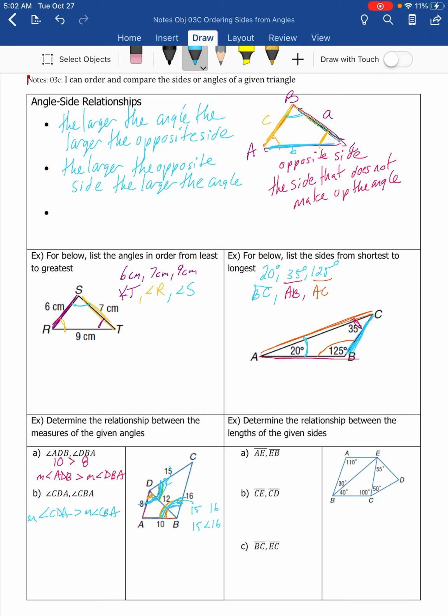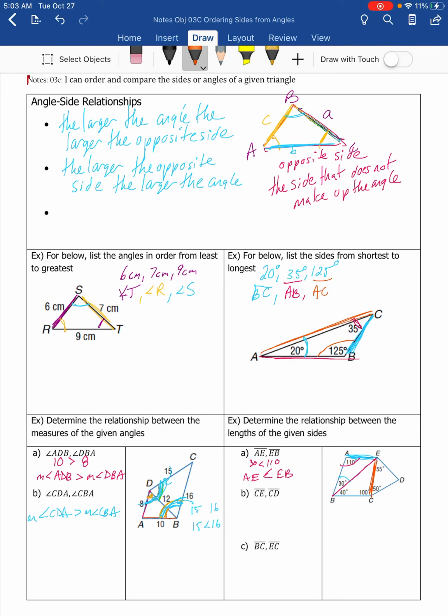All right, next thing is AE and EB. So AE is opposite this angle, and EB is opposite the 110. AE is opposite the 30. EB is opposite the 110. 30 is less than 110, so the distance from A to E, and when I write distance, I don't put the segment bar over it, is less than the distance from E to B. Okay, next one.